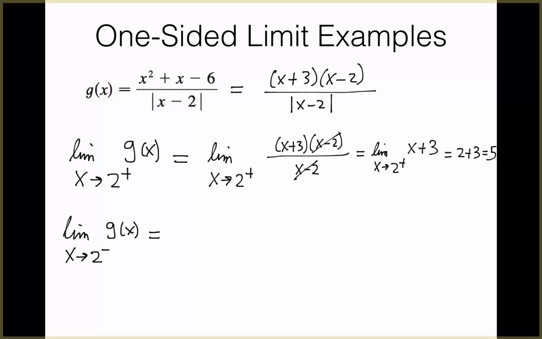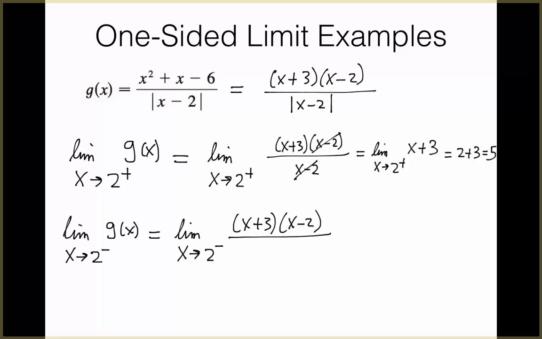Now let's consider the left-hand limit of g of x as x approaches 2. We're only going to be considering values of x that are slightly less than 2. So think about numbers like 1.9, 1.9999. When x is very, very close to 2, but slightly to the left of 2, then the quantity x minus 2 will be negative. Consider like 1.9 minus 2. 1.9 minus 2 would be negative. So the absolute value of x minus 2, since x minus 2 is negative, when I take its absolute value, I'll have to take the opposite of that number.